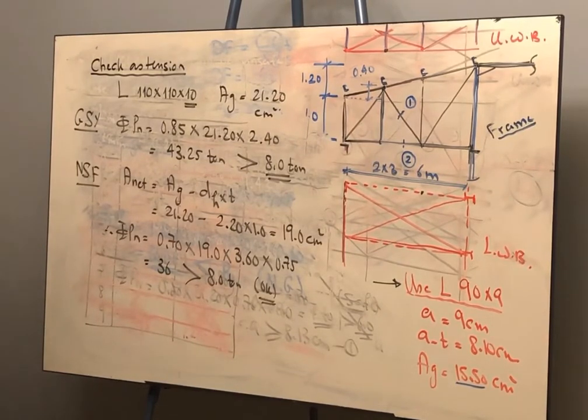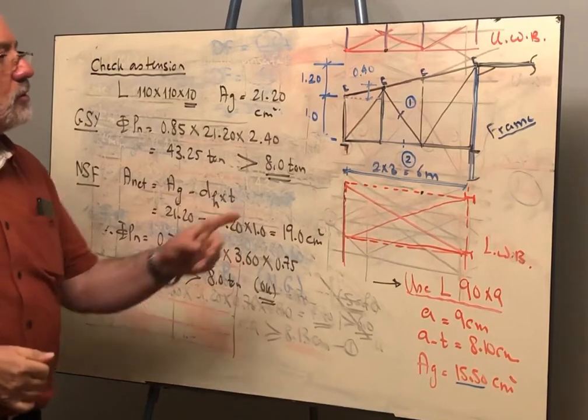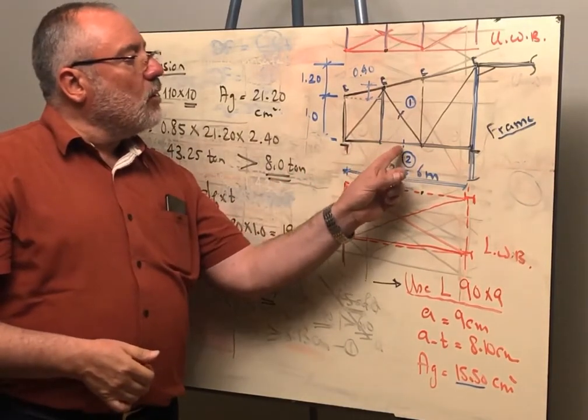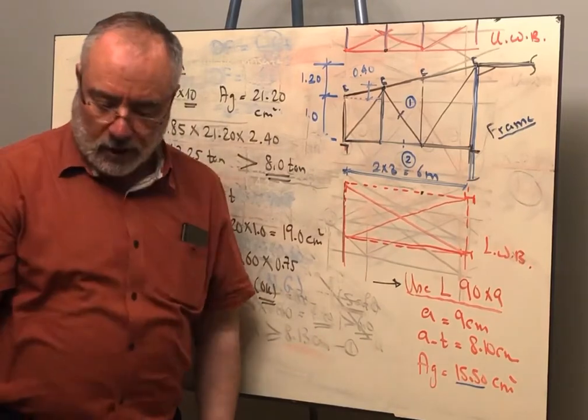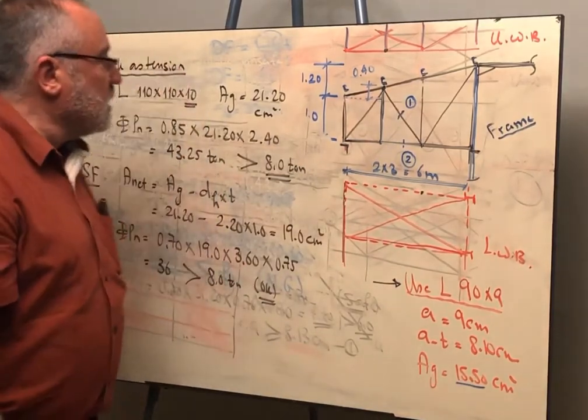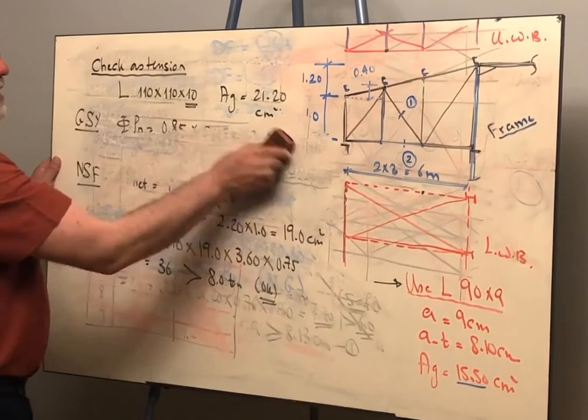One last thing, maybe will not take more than 10 minutes. If we want to check the design of member 2, member 2 will be given to us, okay? And we need to check the design of that member. So this is another example.